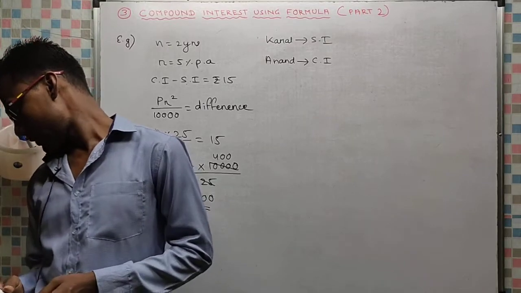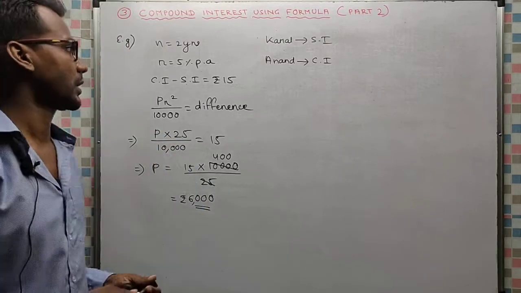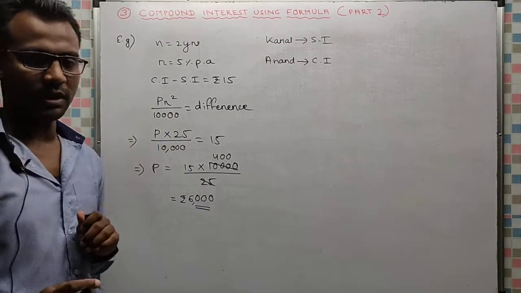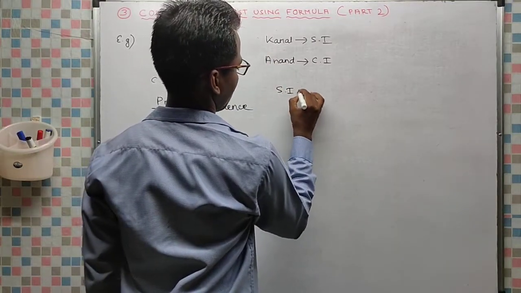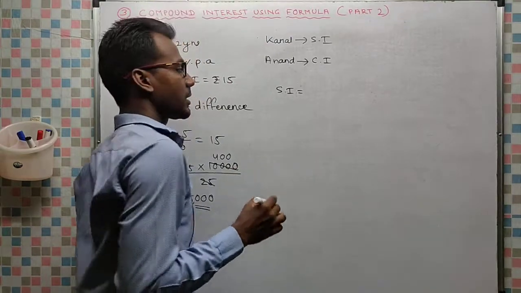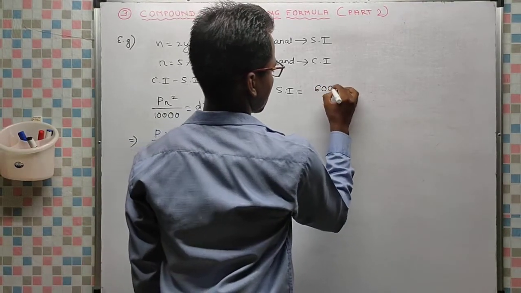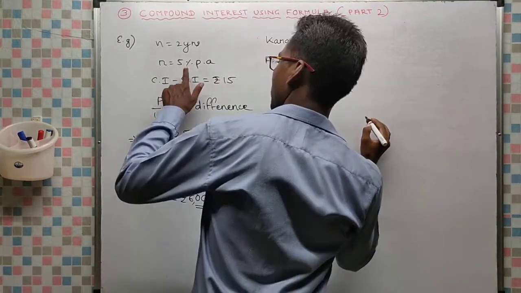Next we have to find the interest they have received. Let us find simple interest first, that is easier, for Kamal. PRT by 100. Principal is 6,000, just now we have got. Rate is 5% per annum.